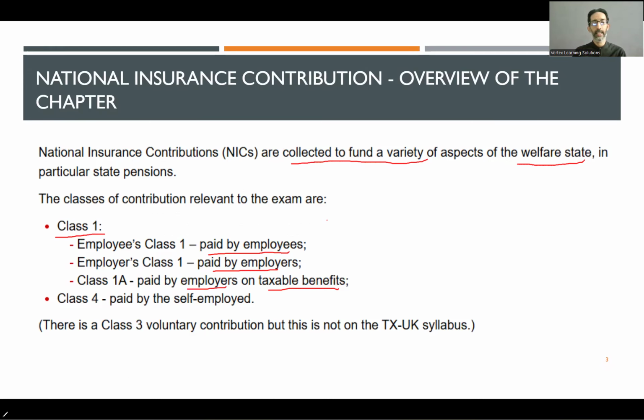And then there is this class 4, which is paid by the self-employed. We look at the profits of the self-employed, and then we pay it on that. So let's see, this is class 4. There is also a class 3, which is a voluntary contribution, but that is not part of your syllabus, so there is no need to discuss that. So we move on to the next one. Let's clear the drawings.